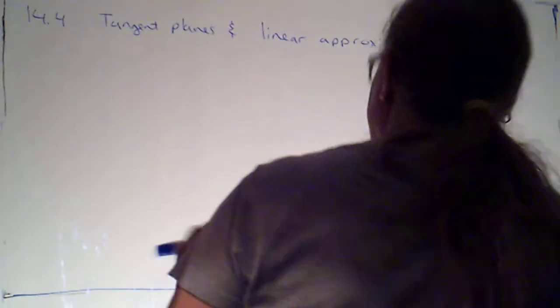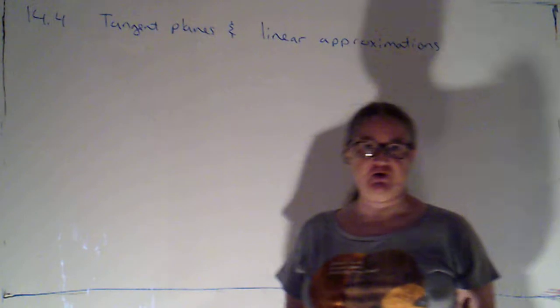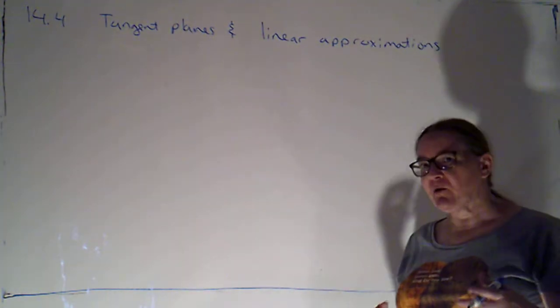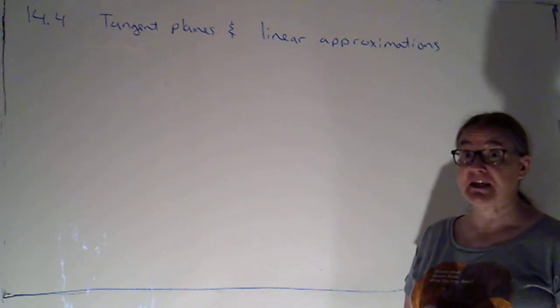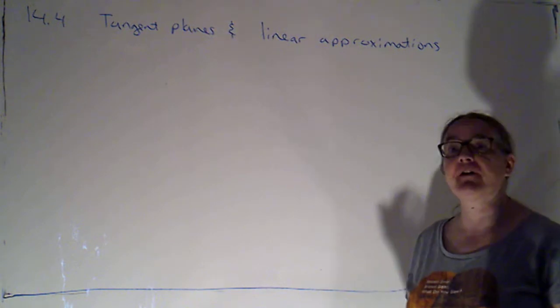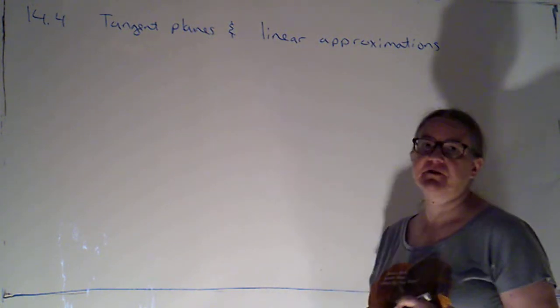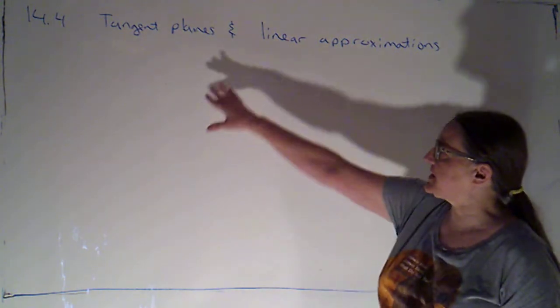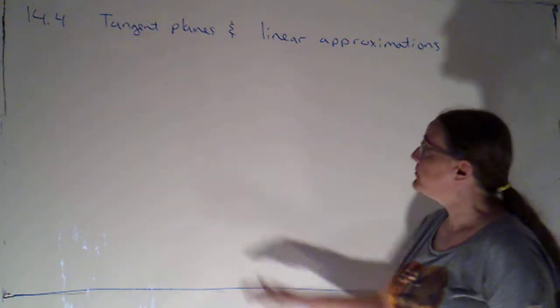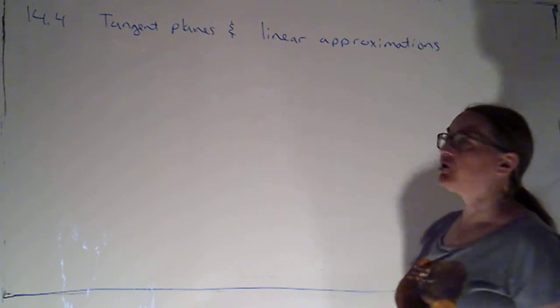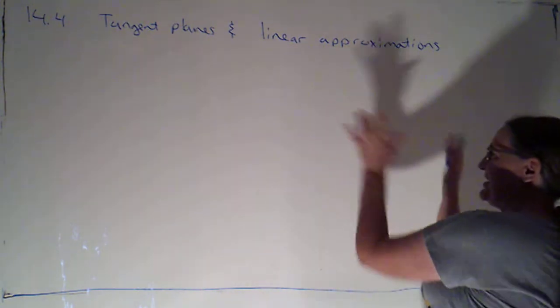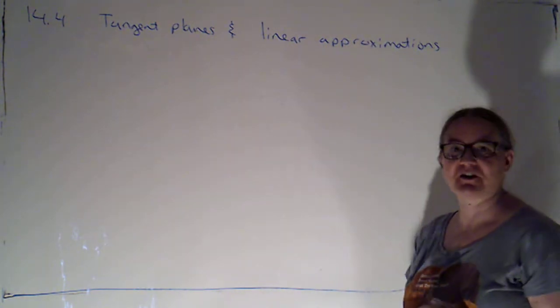In 14.3, we talked about partial derivatives. We're now ready to talk about what it actually means for a function of more than one variable to be differentiable and for its derivative to exist. And so that's what 14.4 is about. It's called tangent planes and linear approximations, and hopefully that will become clear as we talk through this.